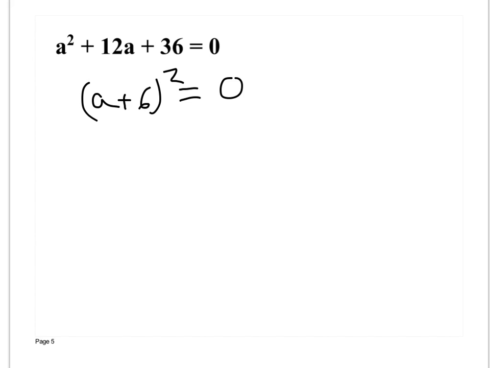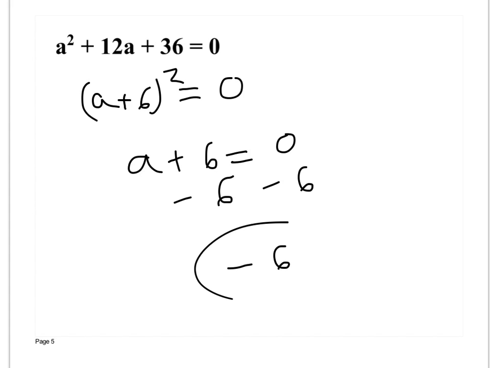I take the square root of the first, it goes here. I take the square root of the second, it goes here. And since I'm just solving one of these, I'm only going to write it out one time. What does a need to be to make this equal to 0? Negative 6. So there's my answer.